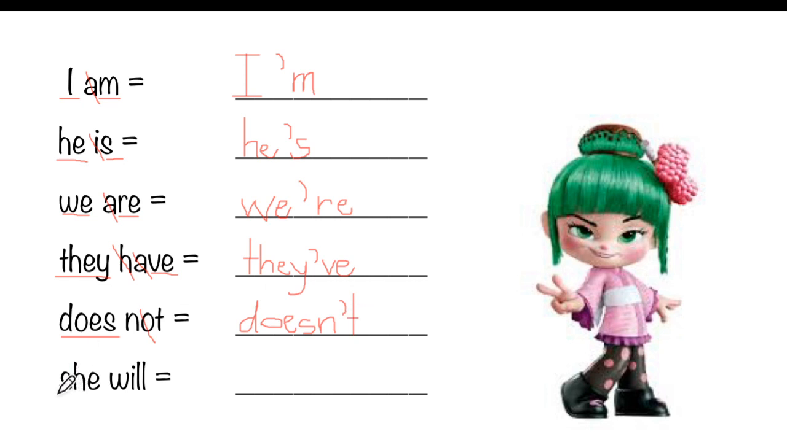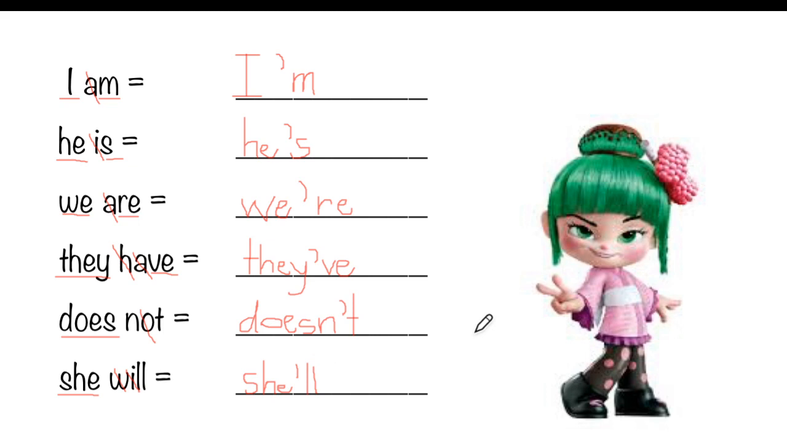And the last one, she will. Copy the first word. The first word never has any changes in the contraction. The changes are made in the second word, will. Which letters do you take out from the word will? W and I. Replace them with an apostrophe and copy what is left, L, L. She'll.